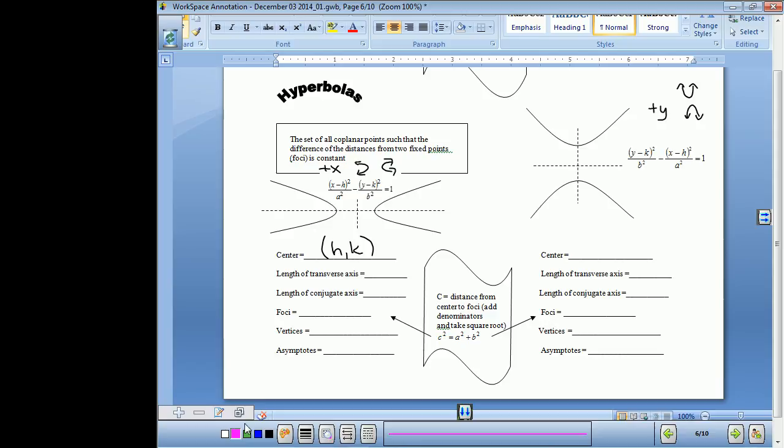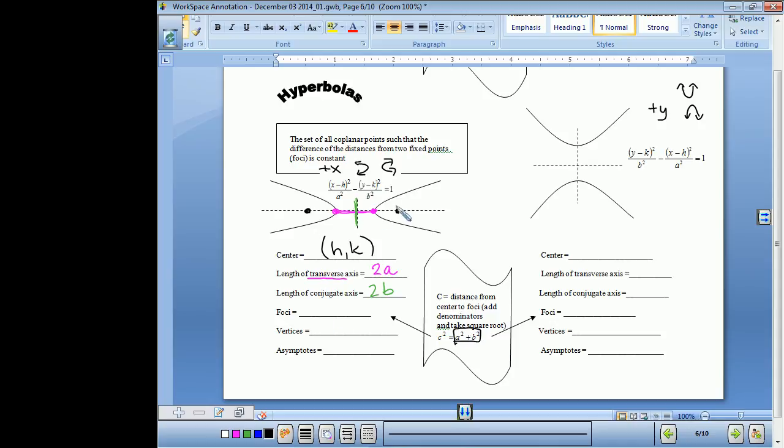We talked about our new vocabulary, transverse axis. That is the one that goes through our vertices. That's our transverse axis. And when it opens horizontally, that's 2a. Conjugate axis. That is our other axis. That's how far we go up and down. That would be 2b. We also talked about the foci. We said the foci are further out in this case. And when they're further out, we have to do a sum here.